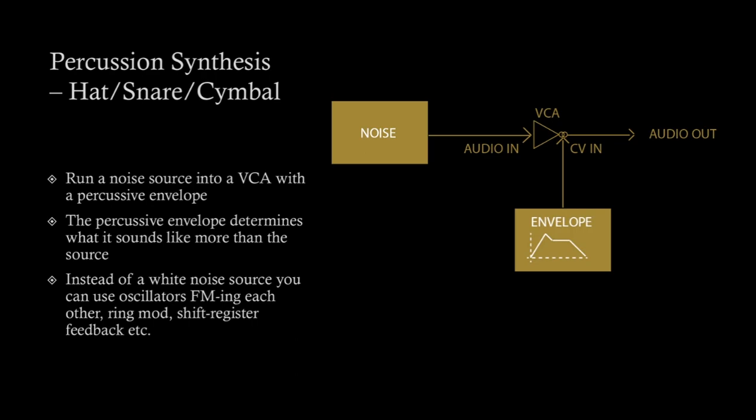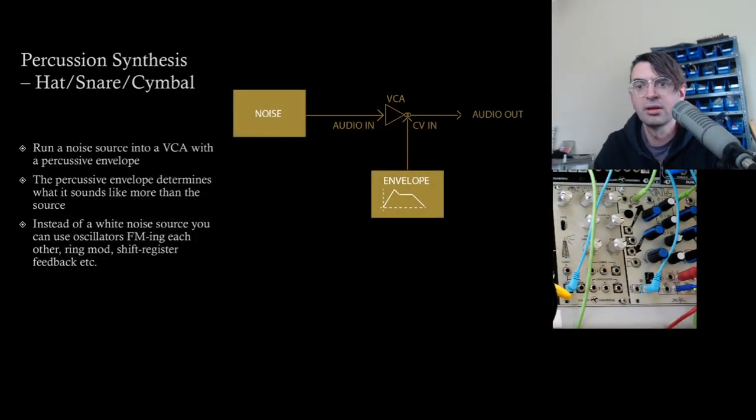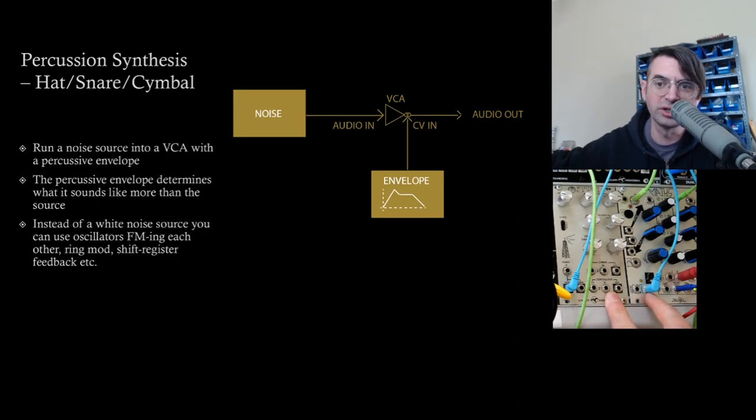Percussion synthesis for snares, hats, and cymbals is even easier. Just a noise source, a VCA, and an envelope. And the shape of the envelope will determine whether it sounds more like a hat, a snare, a cymbal, or possibly the ocean. I'm going to use my interstellar radio as a noise source and another maths as an envelope.